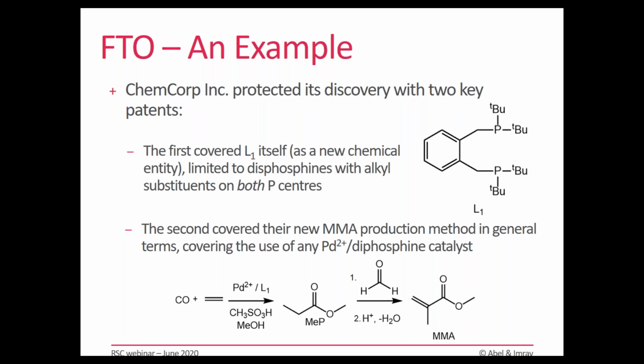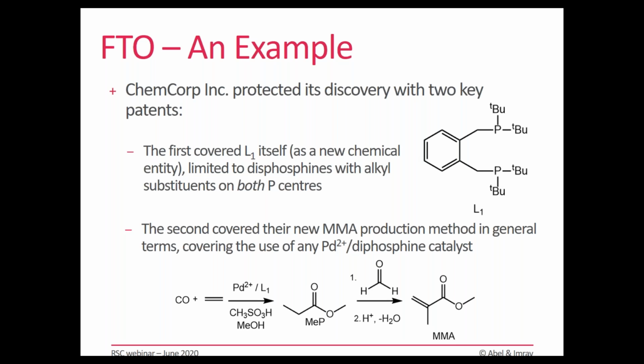So as we said right at the start, ChemCare had their discovery of using this L1 diphosphine in a catalyst to make methyl methacrylate. And so you've come up with your new discovery, but the freedom to operate analysis has revealed that ChemCare have got two key patents around this technology. The first is directed at their diphosphine specifically. So it's not exactly that diphosphine, but it does include this requirement that the diphosphine has to have alkyl substituents on both of the phosphorus centers. Okay, so it's a bit broader than the particular material, but it is limited to alkyls being on both phosphoruses.